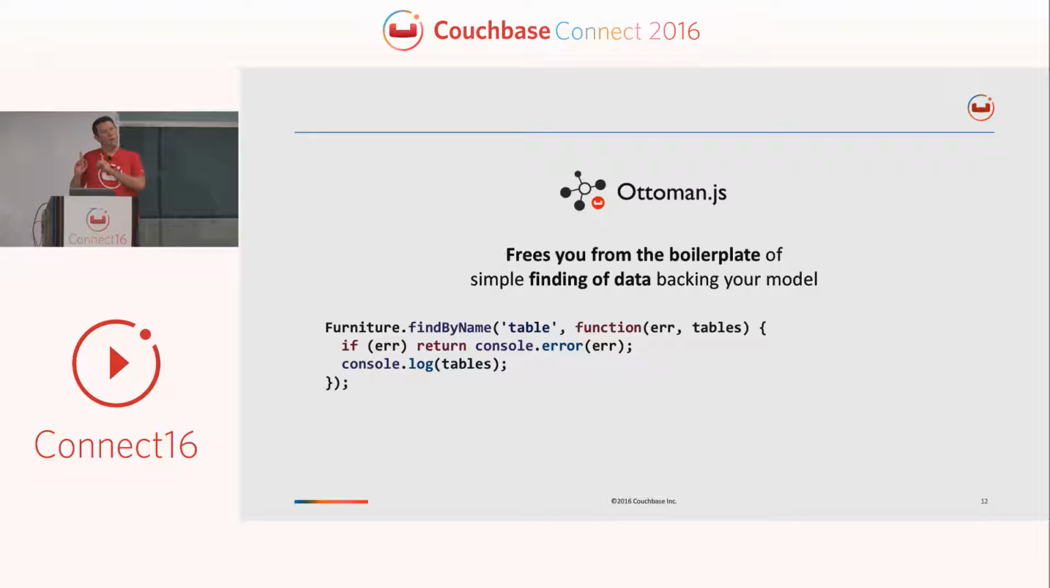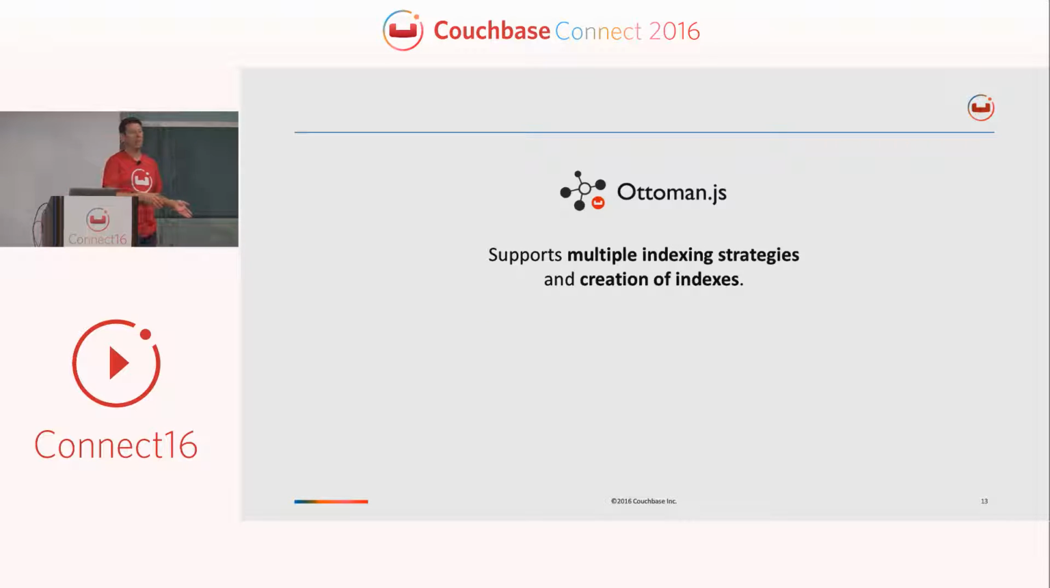Now, that will actually work without doing anything special, but this is Couchbase, right? We want to make sure that model will perform well and that we can scale that up. In order to do that, we need to be able to support multiple different indexing strategies and different creation of indexes.